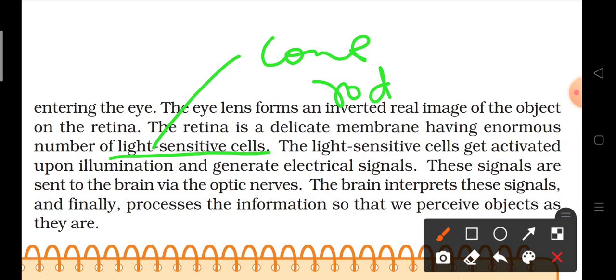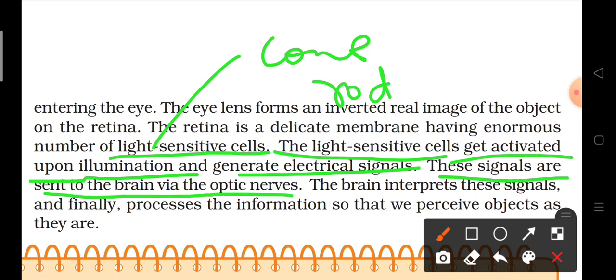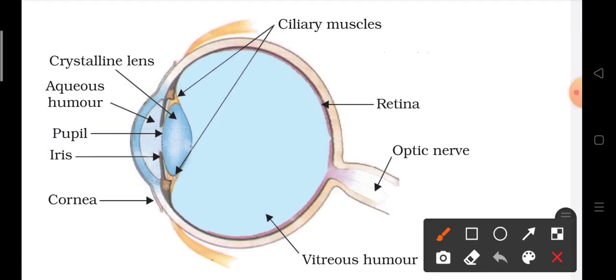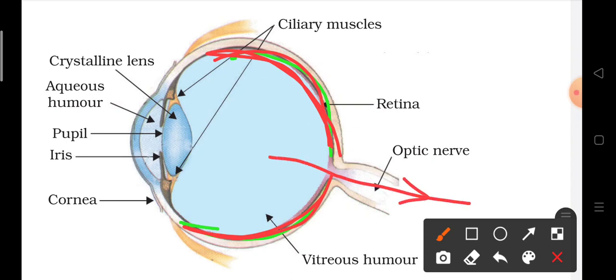Okay. The light sensitive cells get activated upon illumination and generate electrical signals. इसके पास जो लाइट सेंसिटिव सेल हैं, इनके ऊपर जब लाइट पड़ती है तो ये एक्टिवेट हो जाते हैं और इलेक्ट्रिकल सिग्नल जनरेट करते हैं. These electrical signals are sent to the brain via the optic nerve. Now where is that optic nerve? इस रेटिना के ऊपर जब आपकी लाइट पड़ेगी तो इसके लाइट सेंसिटिव सेल एक्टिवेट हो जाएंगे. रेटिना कहाँ है? This red color. तो ये इलेक्ट्रिकल सिग्नल जनरेट करेंगे. जो इलेक्ट्रिकल सिग्नल इस ऑप्टिकल नर्व से कहाँ जाएंगे? ब्रेन के पास.